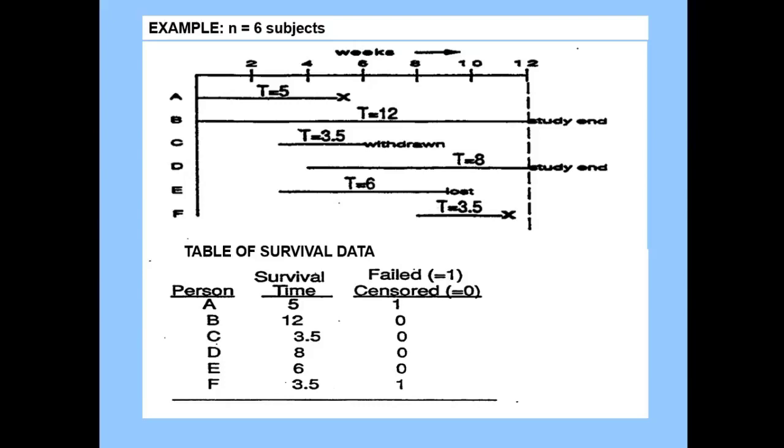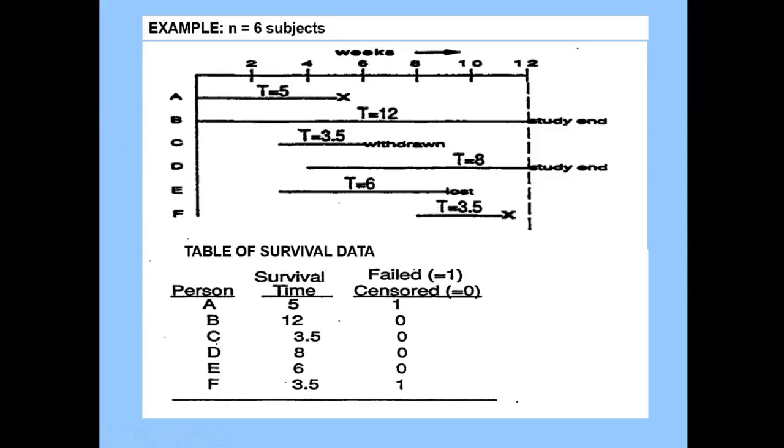Now, what about person C? Well, they didn't enter at the beginning of the study. They entered, I guess it looks like about 3 weeks. And they were followed for another 3.5 weeks, and then they pulled out of the study. They withdrew from the study. So is this person censored, or did they fail? Well, they're censored because you don't see an X, right? Okay, what's their survival time? Well, I put down 3.5. Why didn't I put down 6.5?